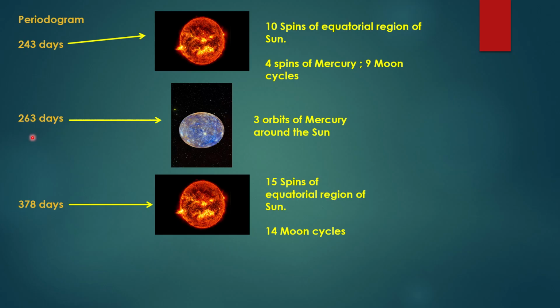263 days, what is that? Very closely equivalent to 3 times the orbital period of Mercury going around the sun. 378 days, what is that equivalent to? 15 spins of the equatorial region of the sun, or about 14 cycles of the moon going around the Earth.